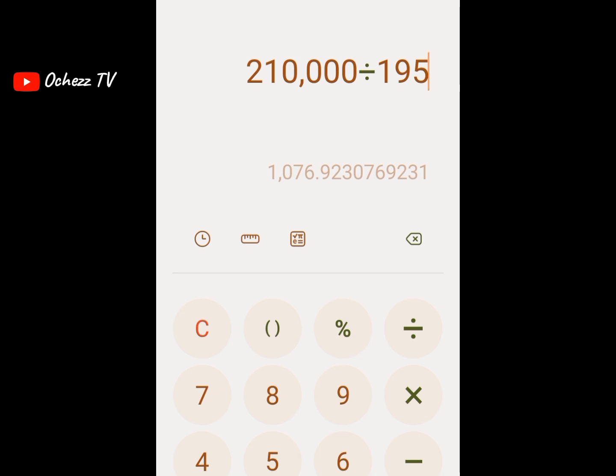So now it's going to give you 1,076.92 yuan. If the person sends you 1,076, tell the person to complete it. You should send the remaining point 92, because this 92 is also very important.